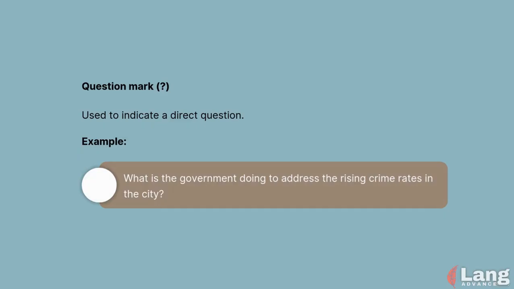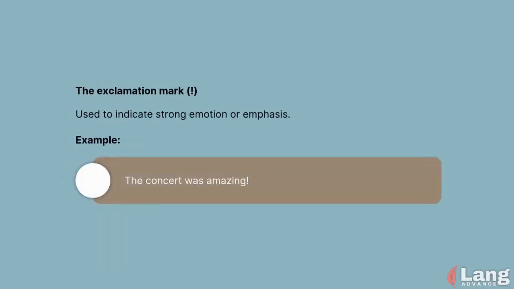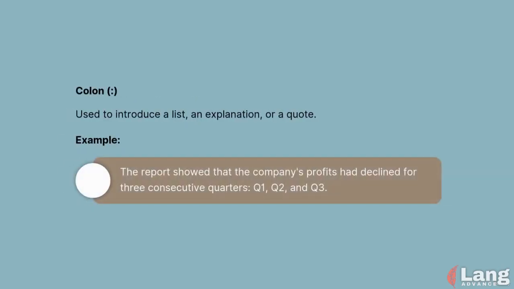Question mark. Question mark is used to indicate a direct question. Example: what is the government doing to address the rising crime rates in the city? The exclamation mark. Used to indicate strong emotion or emphasis. Example: the concert was amazing! Exclamation mark. Colon. Used to introduce a list, an explanation, or a quote.